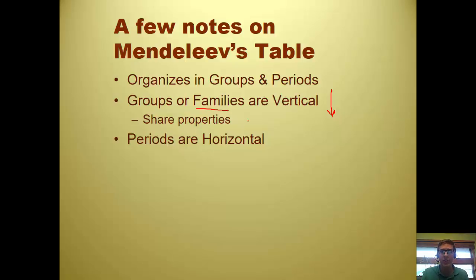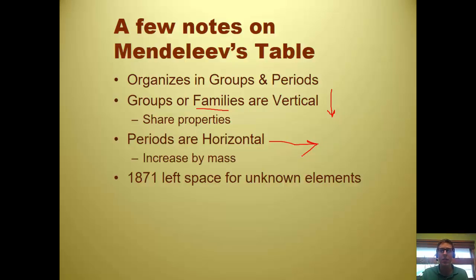Periods are horizontal. They're going to go left to right. Periods are like rows, and they increase by mass. And different periods are going to have different energy levels. We're going to get there again later. And he left space for the unknown elements.